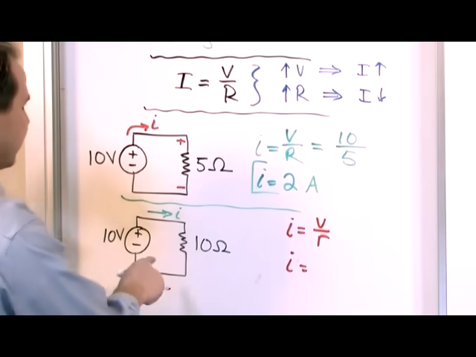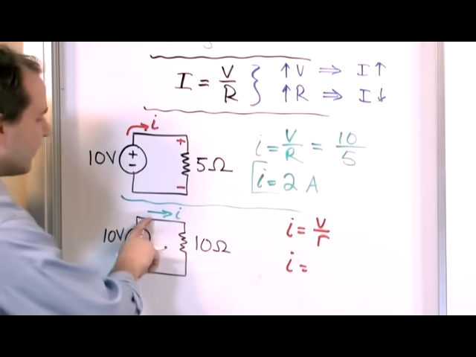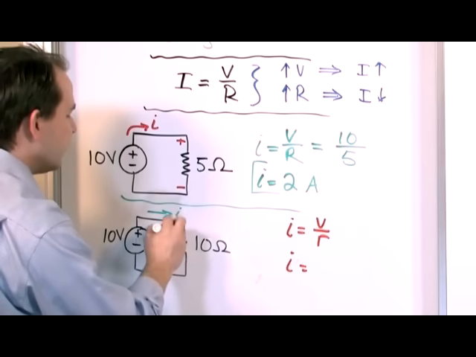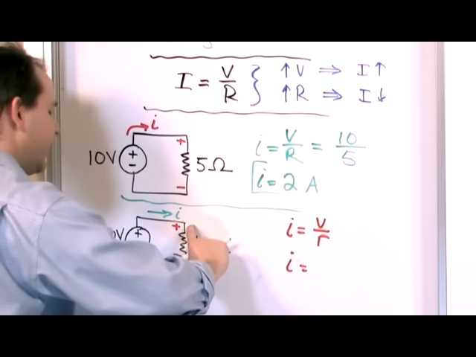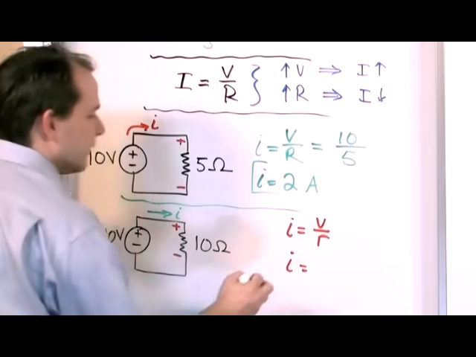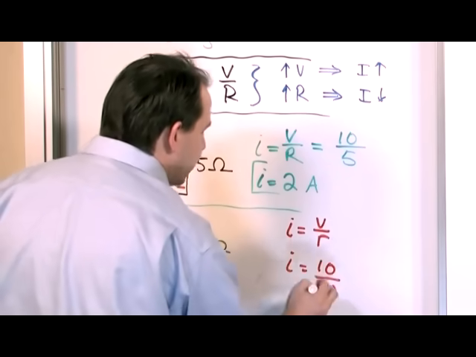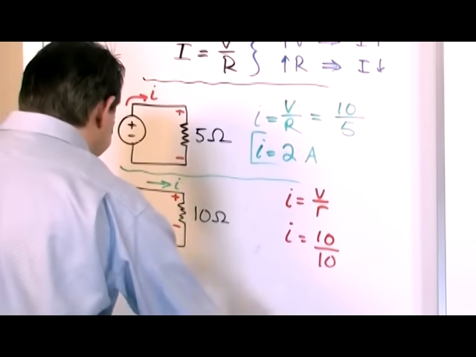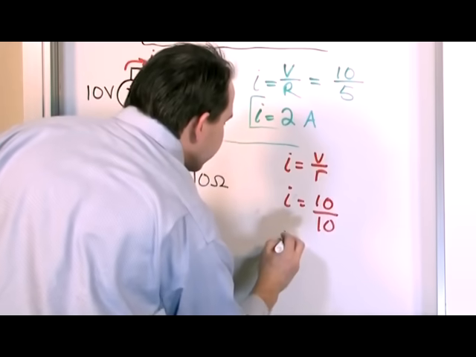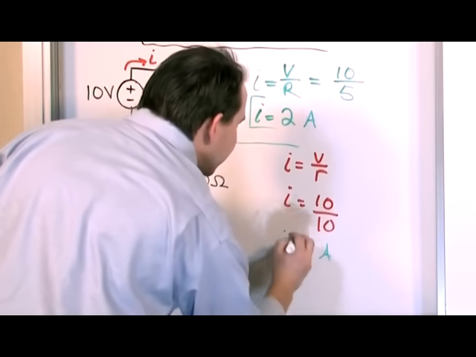Well, it's not labeled in your diagram, but since you've connected this source directly to the terminals, the voltage drop across it, if you were to measure it with a meter, would be 10 volts divided by its resistance of 10 ohms. So when you do all of this, the current is equal to 1 ampere, 1 amp.